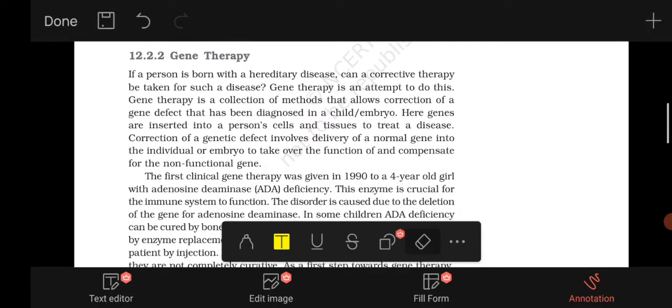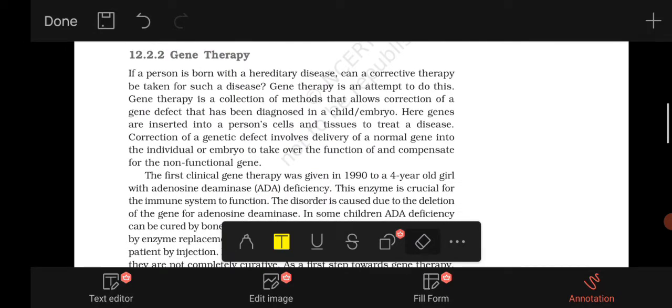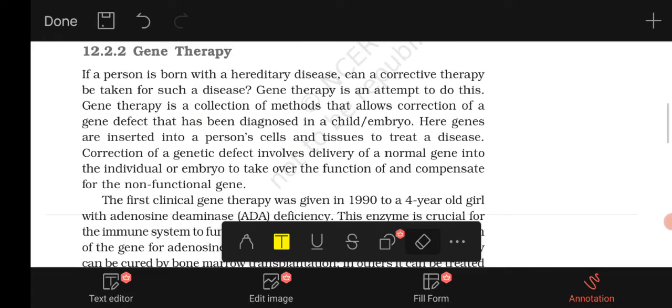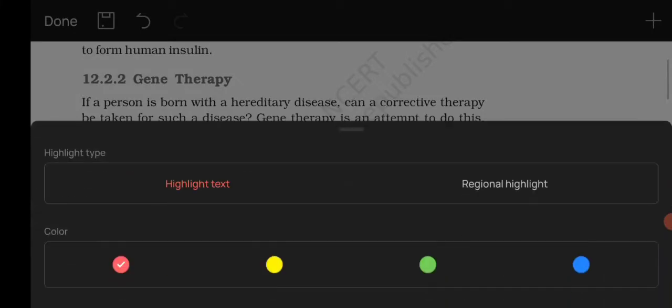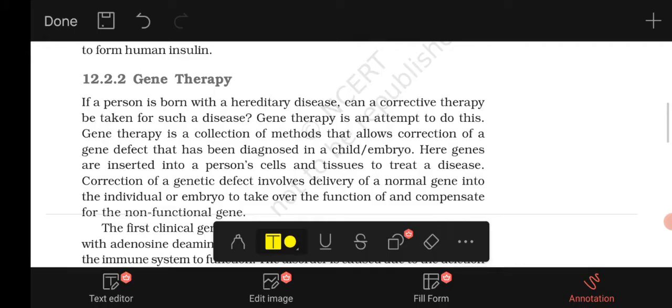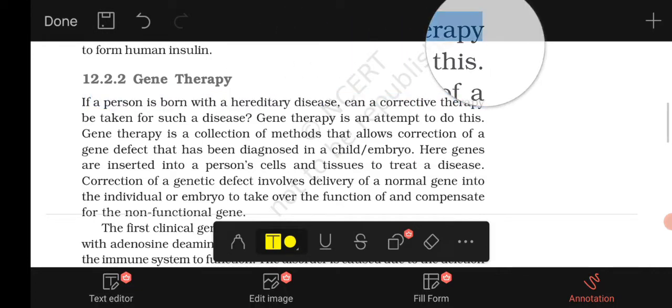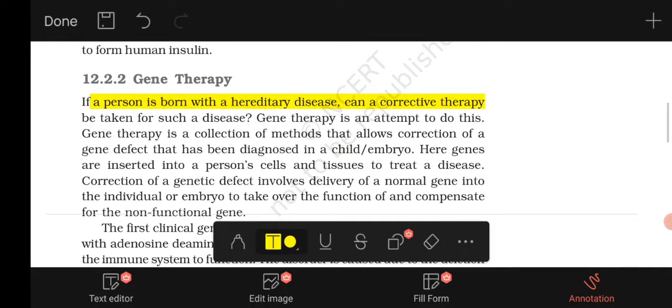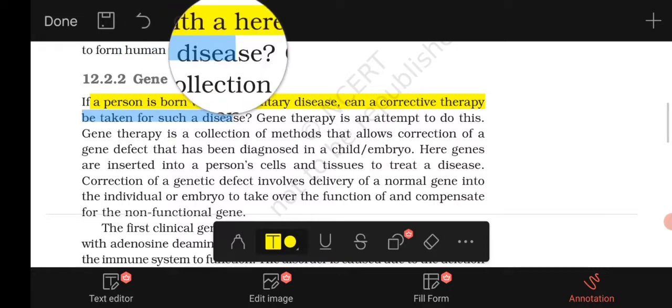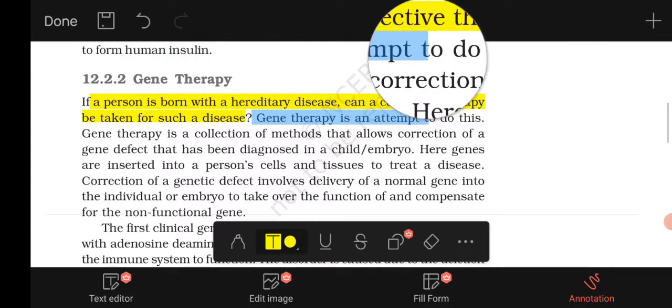Now there is a very important part, that is gene therapy. So if a person is born with a hereditary disease, which corrective therapy can be taken for such a disease? Gene therapy is an attempt to do this. So if a person is born with a hereditary disease, a corrective therapy can be given for such disease through gene therapy.